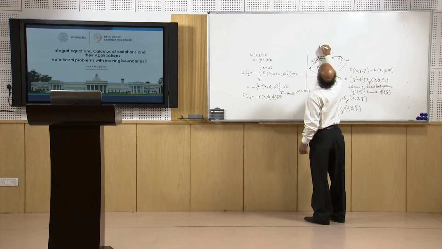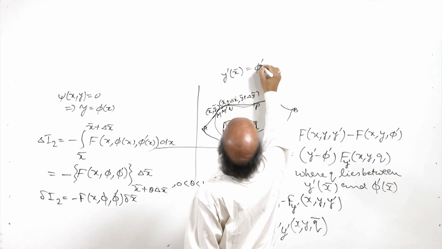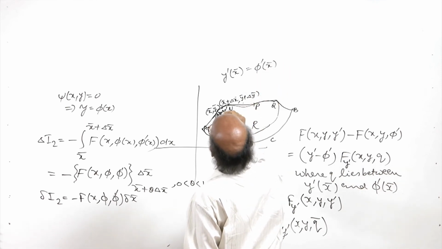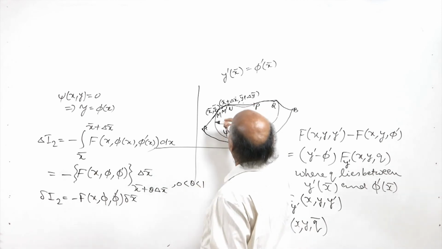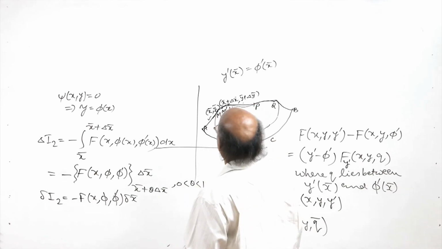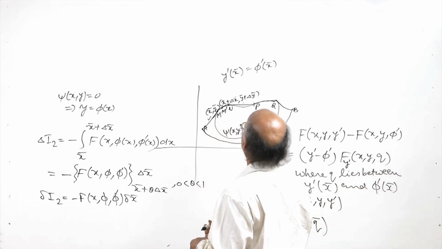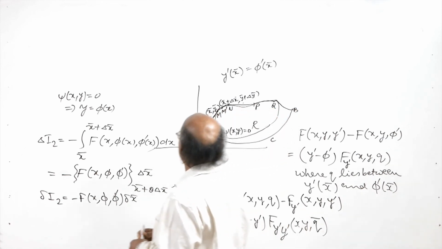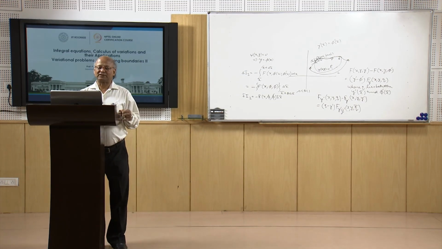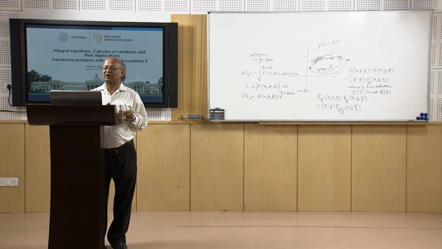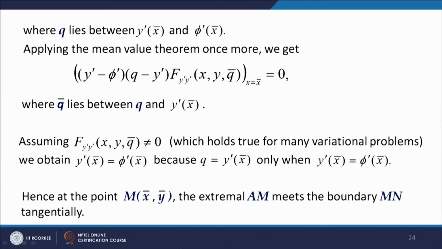ψ'(x̄) is equal to φ'(x̄), which means that at the point x̄, ȳ, the slope of the extremal, which is ψ'(x̄), is equal to the slope of the curve y equal to φ(x). So this means that the extremal meets the curve tangentially. So at the point M, which is (x̄, ȳ), the extremal AM meets the boundary MN tangentially.